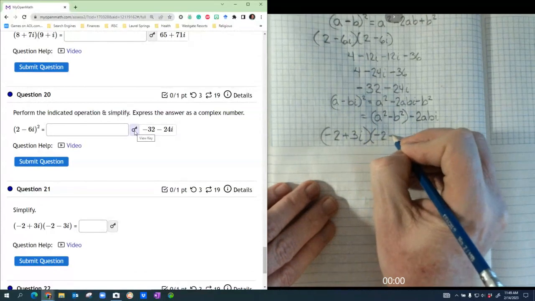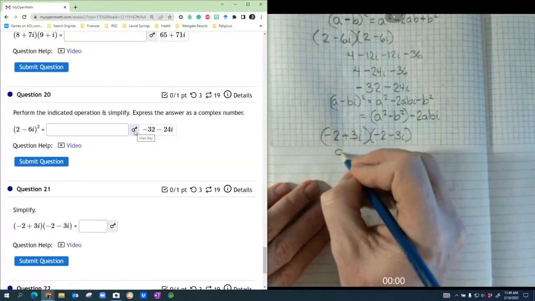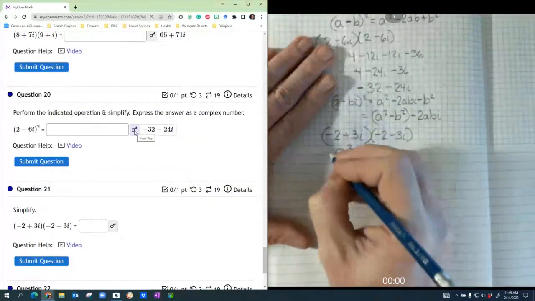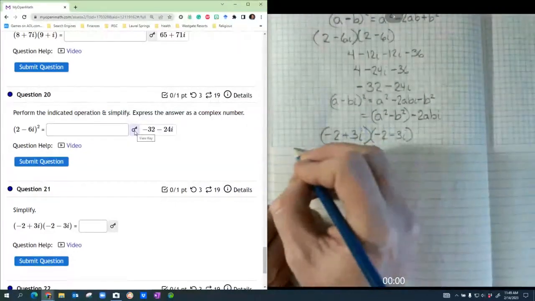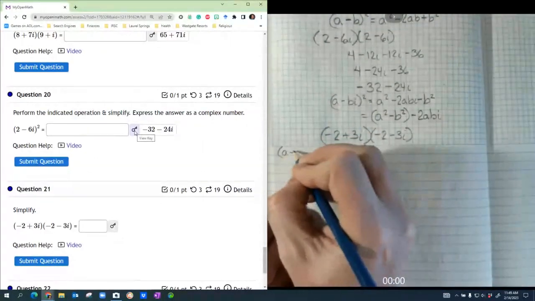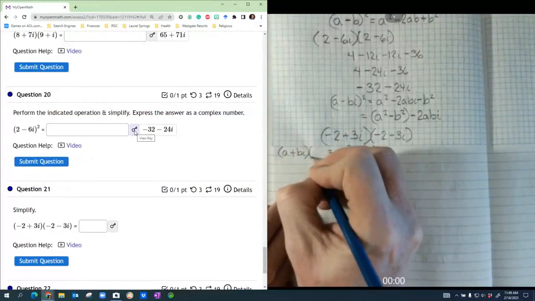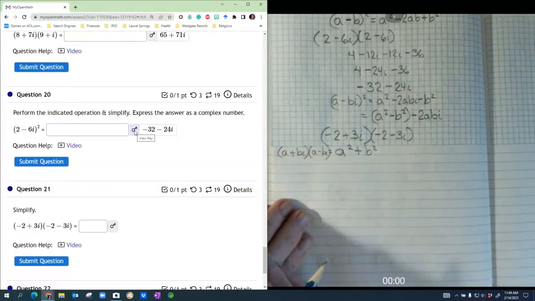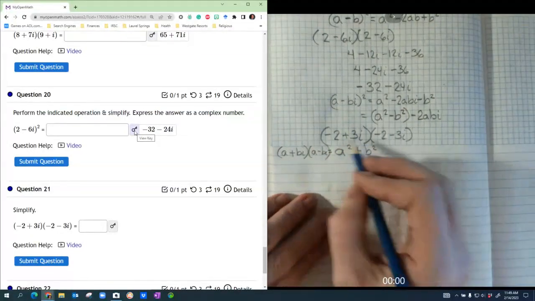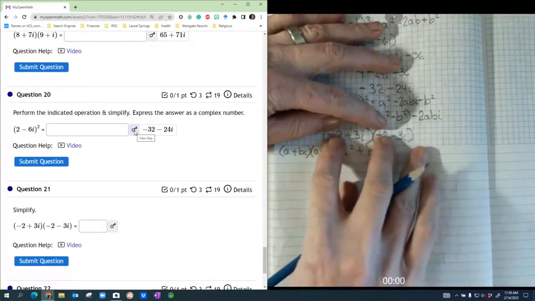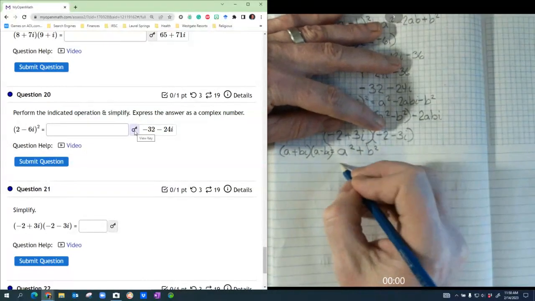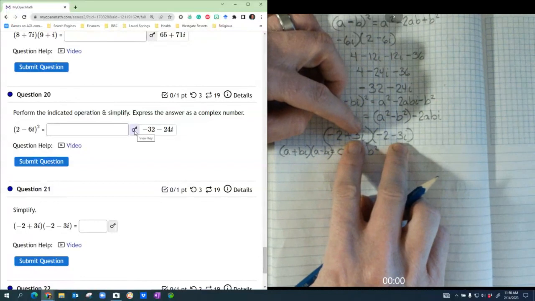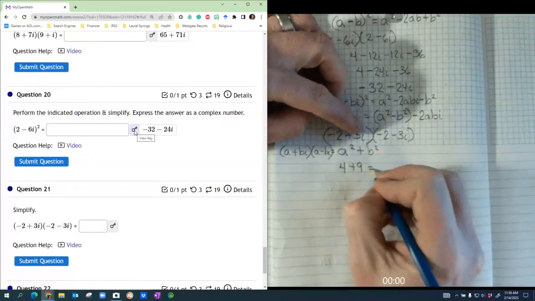When we have this, it's going to be this formula that we're going to use: a squared plus b squared. It's going to be when we have a plus bi times a minus bi equals that. So all I have to do is square these together, or multiply them together, so square it, and that's going to give me 4. And then I'm going to put a plus sign, and then square the 3, 3 times 3 is 9, so I get that as my answer.